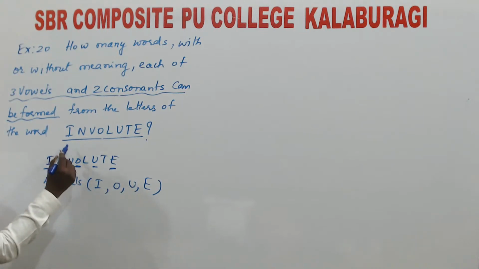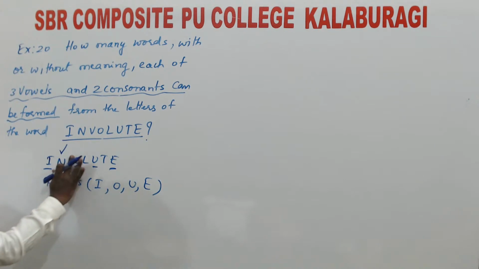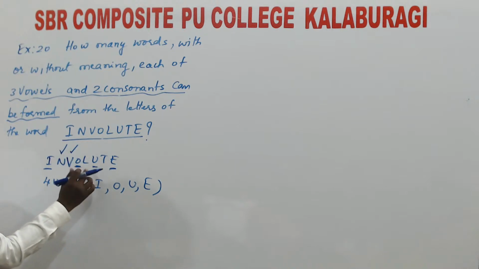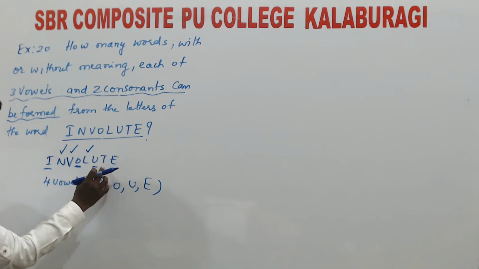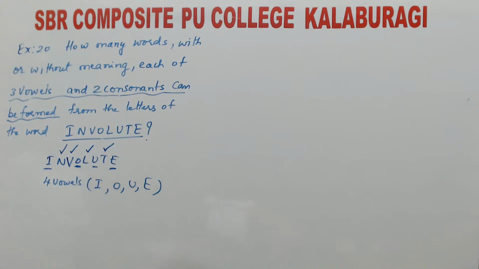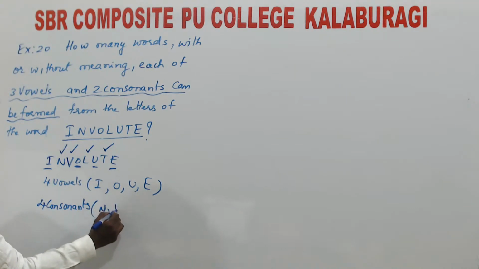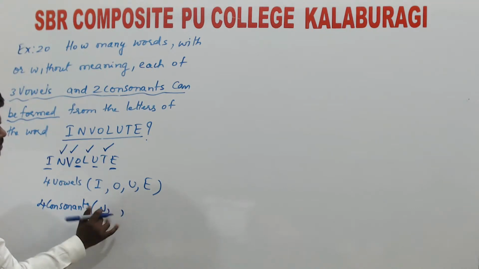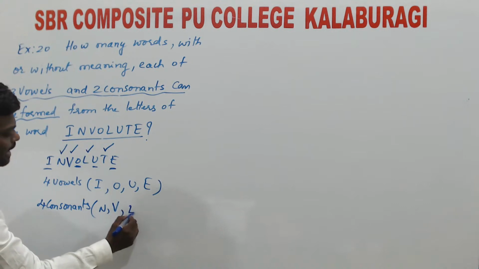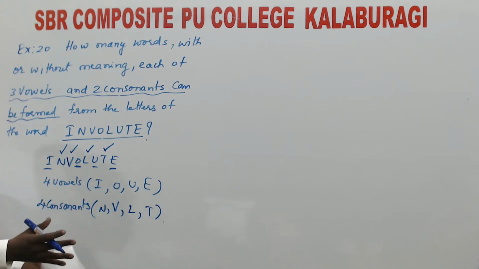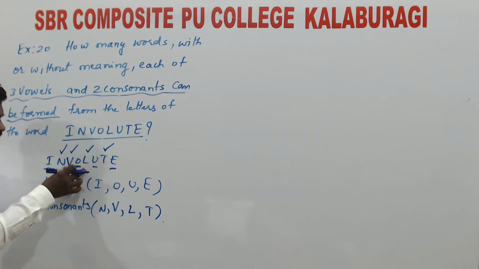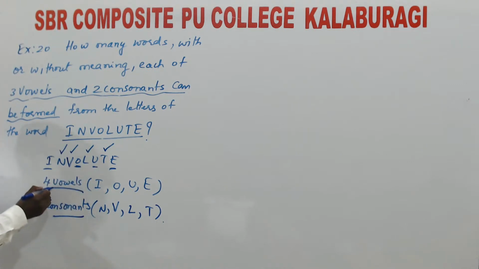So how many consonants are there? One, this is V, not U. One, two, three, four. So there are four consonants. So what are those? N, V, L, T. So now we have bifurcated the letters of the word into vowels and consonants, students.